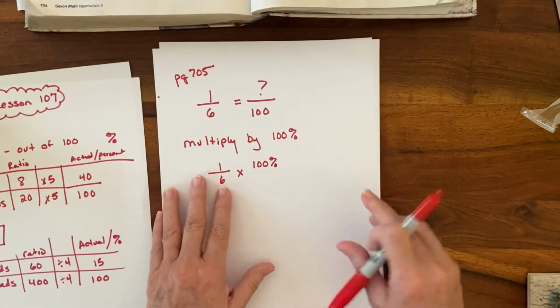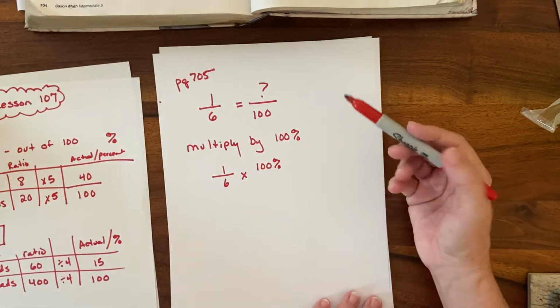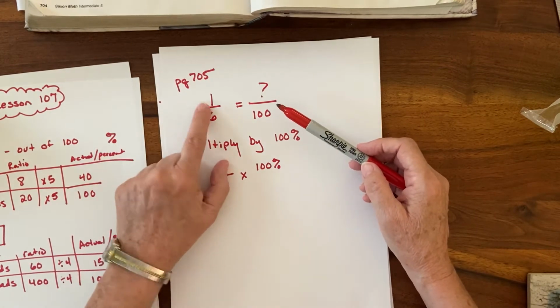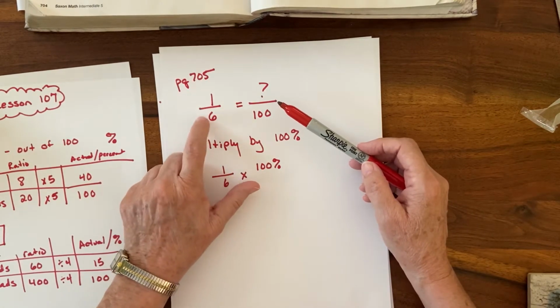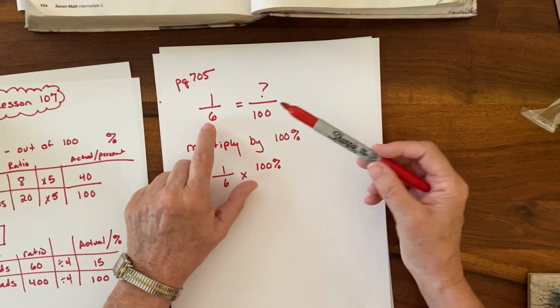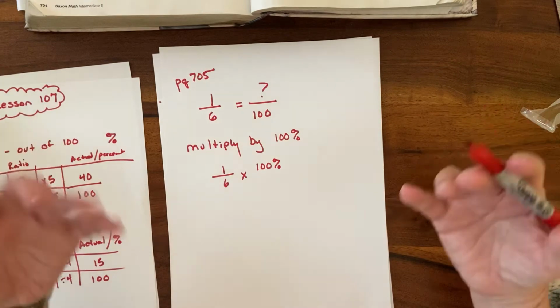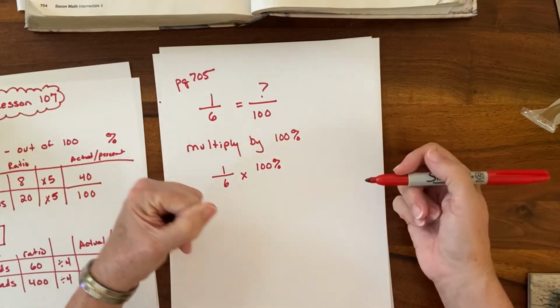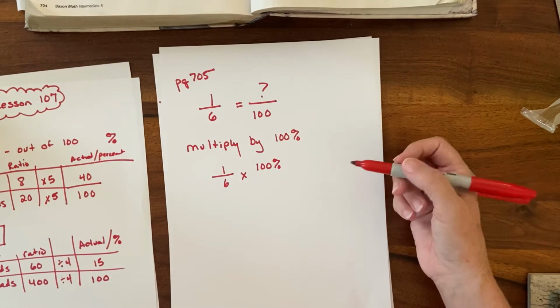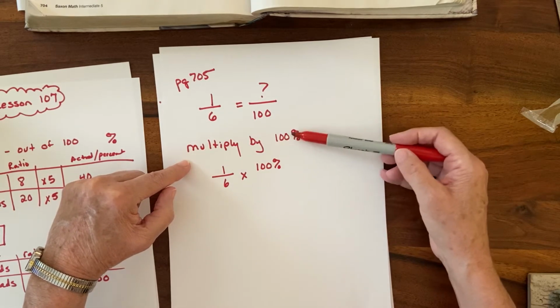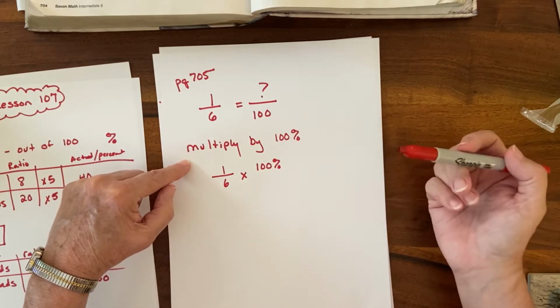So, at the top of page 705, they give me an example, and they say, what is 1 out of 6? What percent is that, 1 out of a total of 6? And so I say, 6 times what is 100? Nothing. It's not a whole number. So I'm going to have to try something different on this one. They suggest that I multiply by 100%, and then I can rename it.